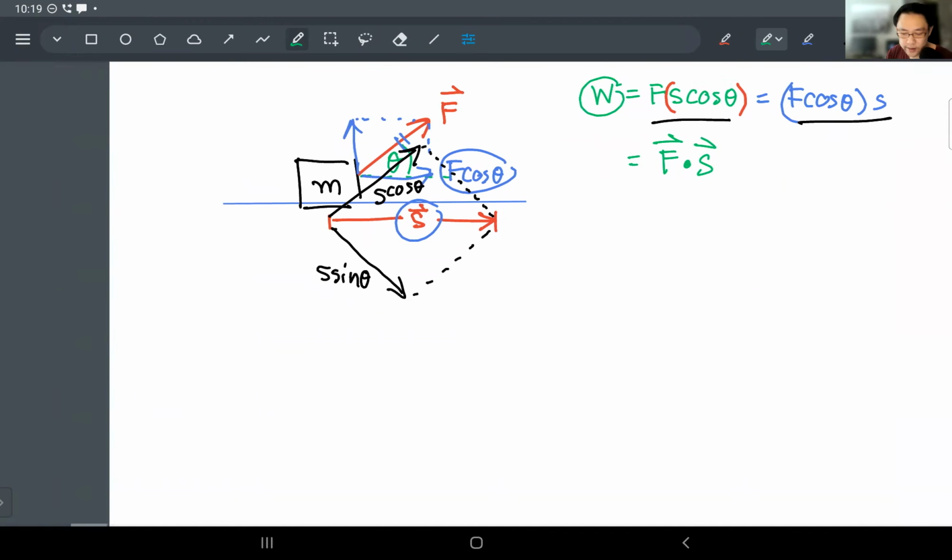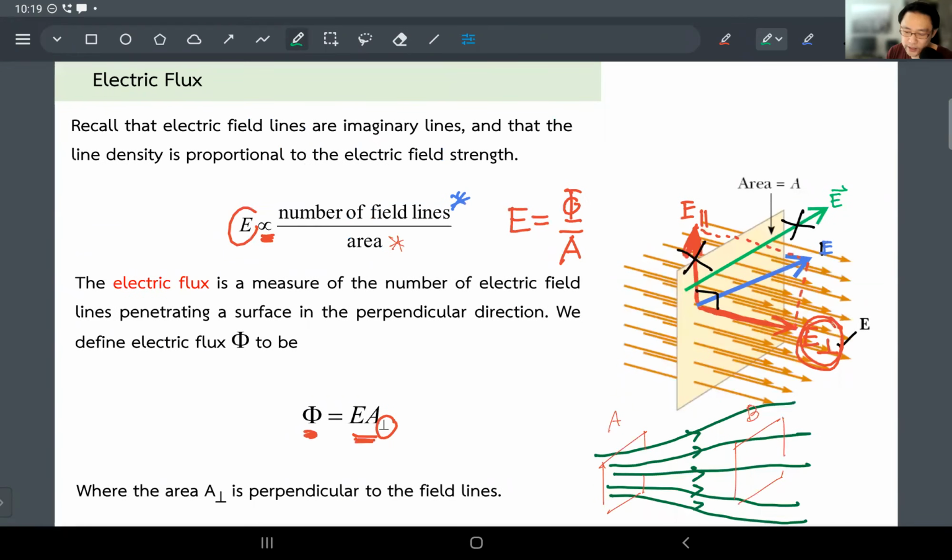So look at here. When I say I want just the E component that is perpendicular to the area, if you know the angle between these two is theta, what you need over here is E cosine theta. So what I'm saying is E perpendicular is E cosine theta. So what I can actually say is it's going to be E cosine theta times A. Does that make sense?